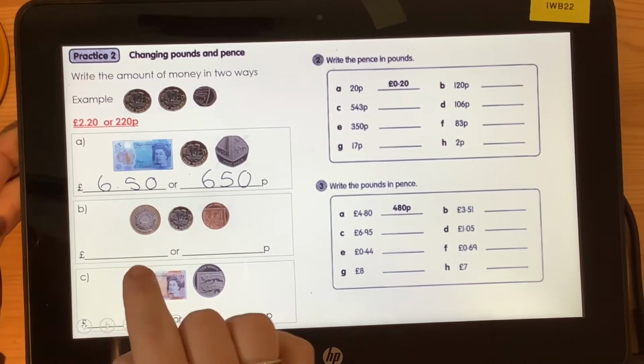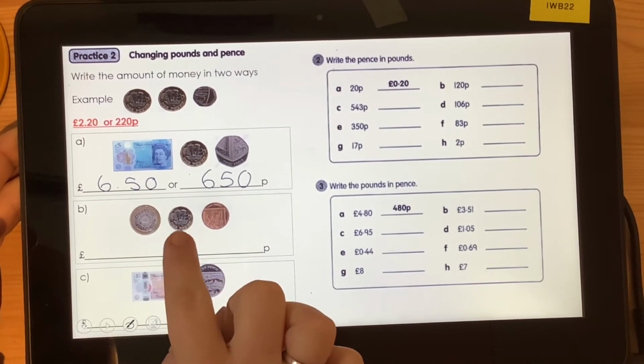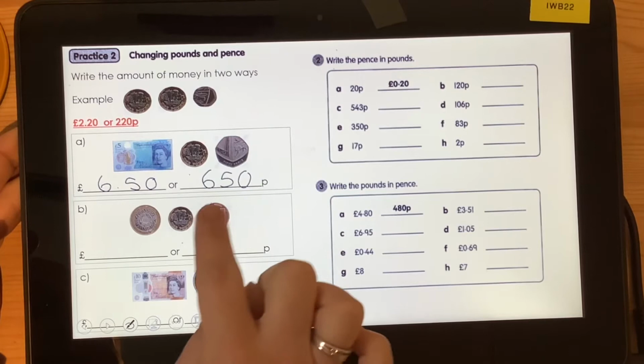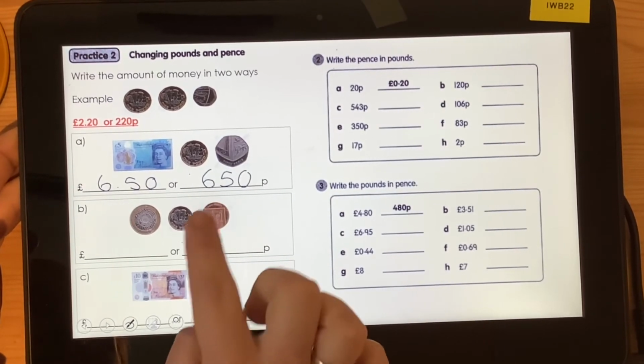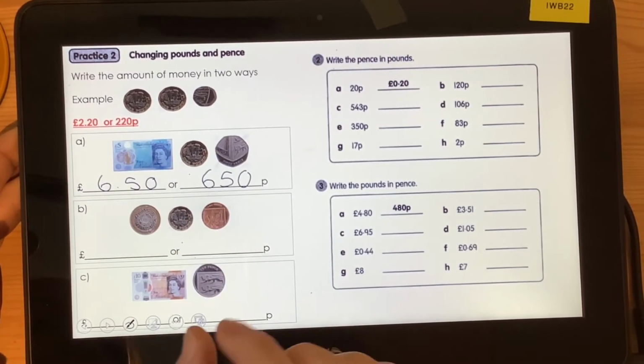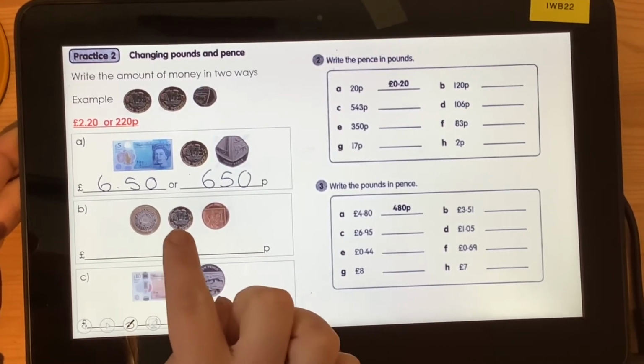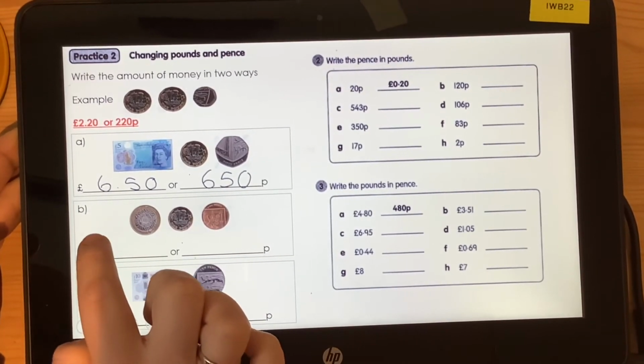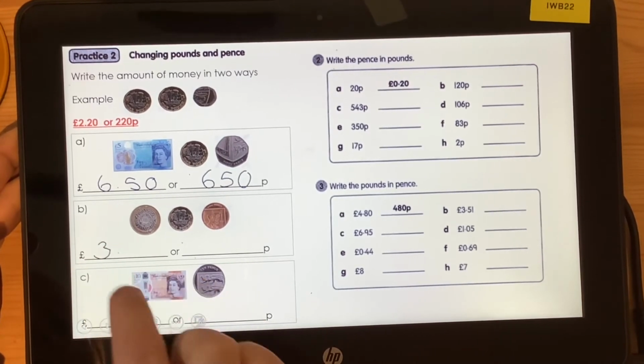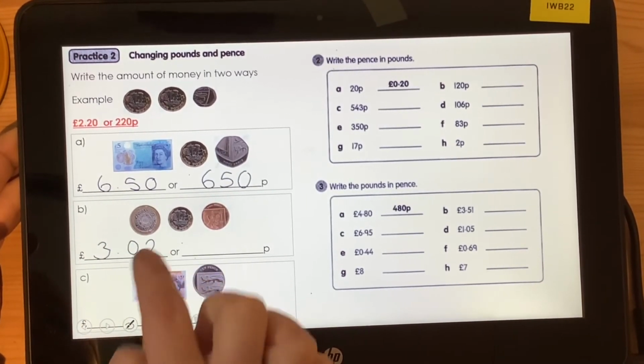So I'm going to have a look at this one. I've got a £2 coin, a £1 coin and a 2p. Now this may look a little bit like a 1p, but the size of it tells me it's a 2 pence coin because it's nice and big. So I've got £1, £2, £3 and 2 pence. So that would be written as £3 and 2 pence.